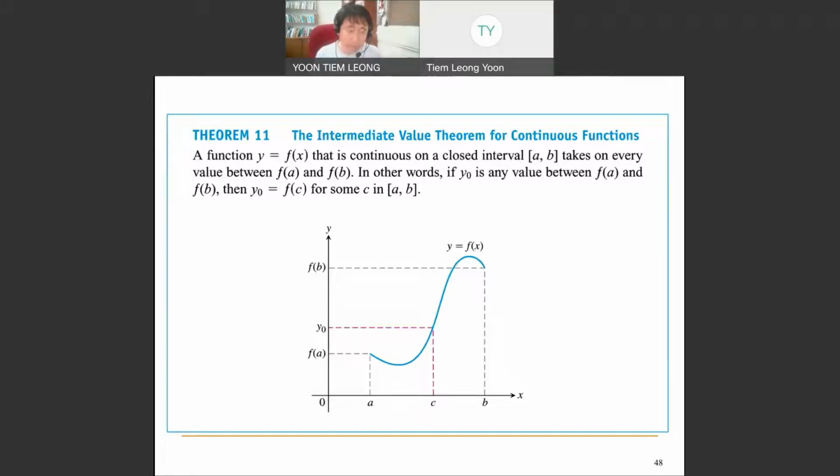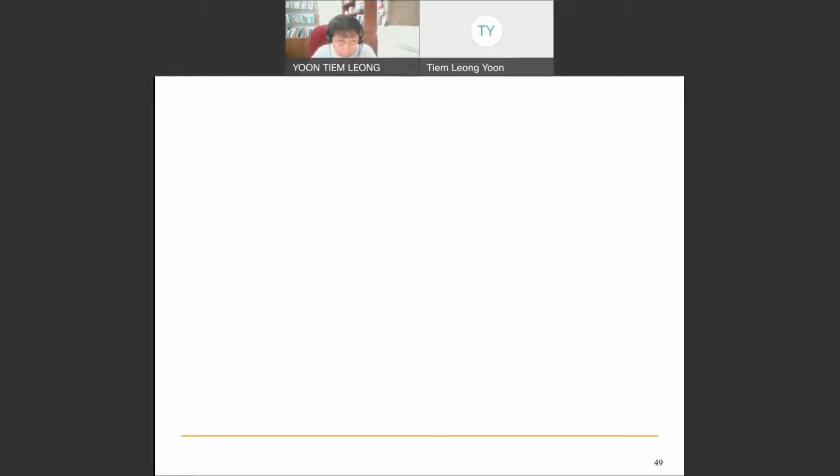So before we apply theorem 11 in the context of root finding, first we have to explain what you mean by theorem 11. Theorem 11 is called the intermediate value theorem for continuous functions. It is a theorem that applies only to continuous functions. So in this case, it just says this.